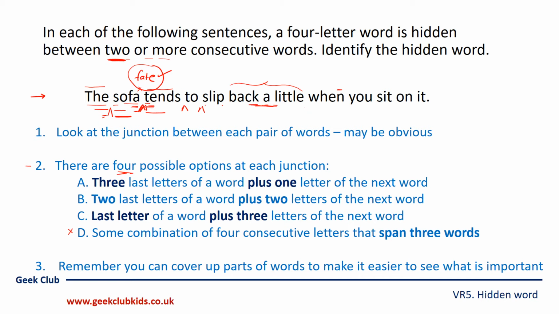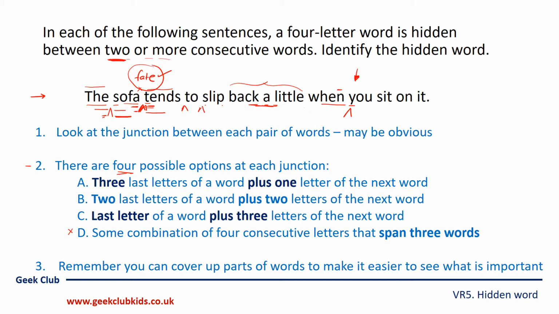For this type of question, some people find it easier if they cover up bits of the word with their finger. So, for example, if I wanted to look at a bit that hasn't already got lots of red on it, let's go for this junction here. When I say covering bits of words, say you wanted to look at the last 3 letters of the word before the junction and then 1 letter after the junction.